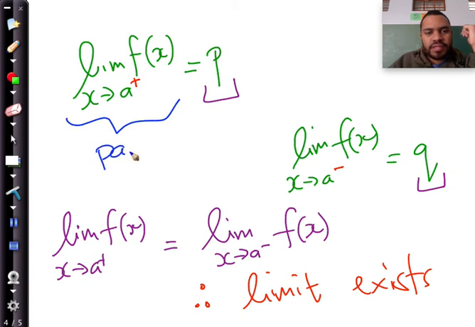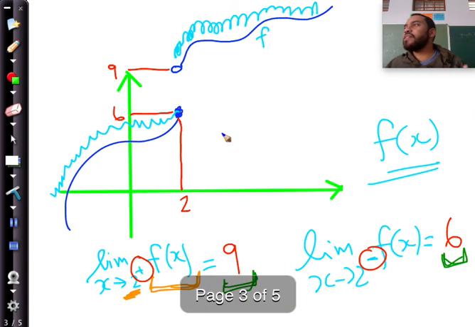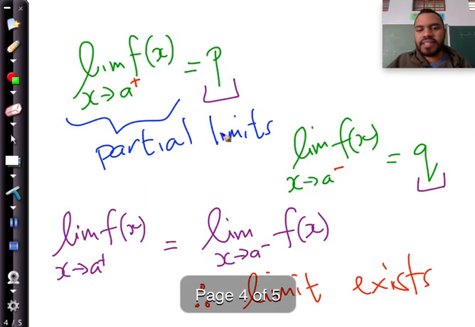Okay. So each of these limits, the right hand side limit and the left hand side limit, what do we call these? Partial. We call these partial limits. Okay. Very good. Now I'm going to give you another graphical interpretation, and then we're going to continue.